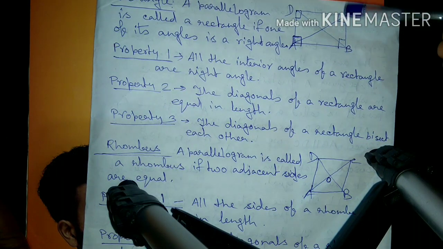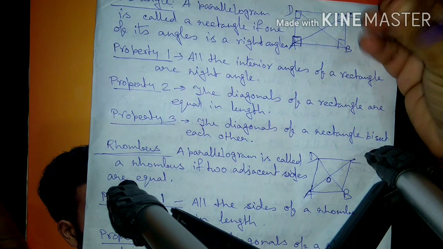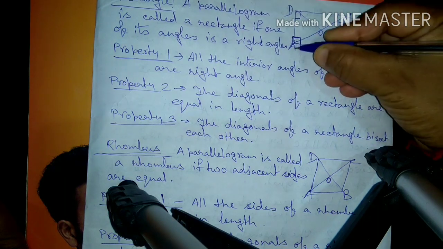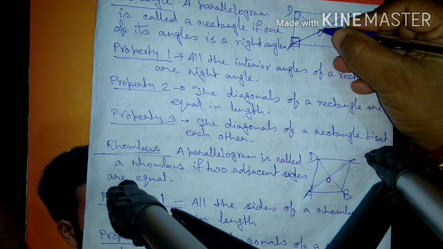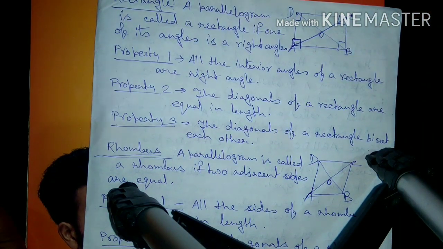Property 3 is the diagonals of a rectangle bisect each other. That means AO equals OC, and OB equals OD. Alright, that is about your rectangle. So these are the properties of a rectangle.